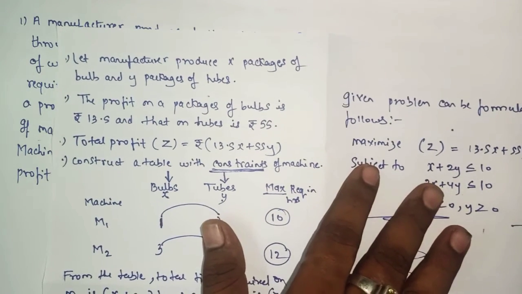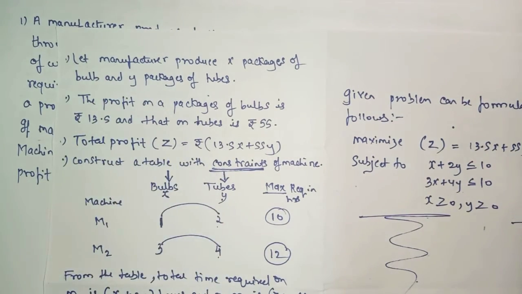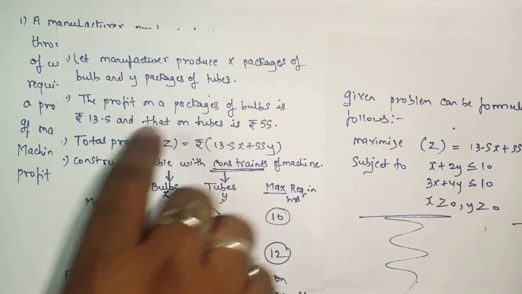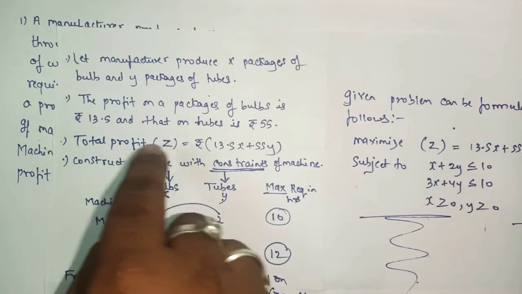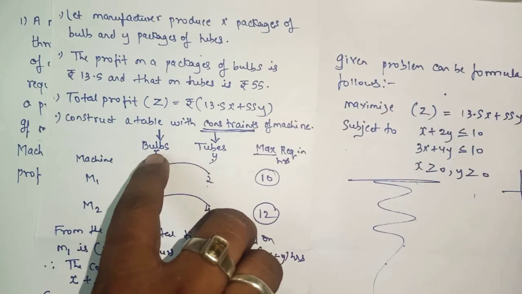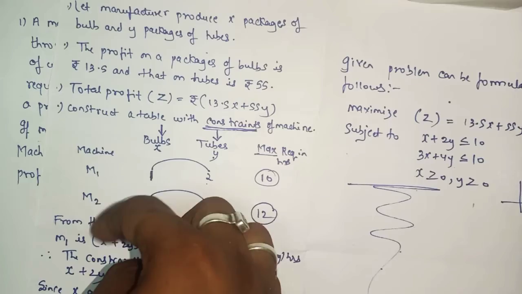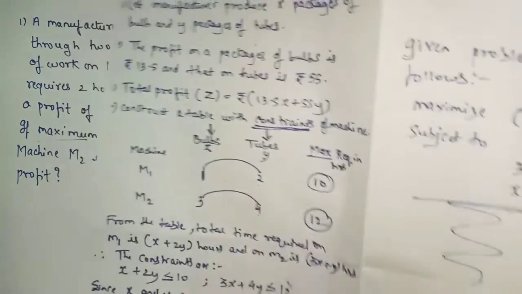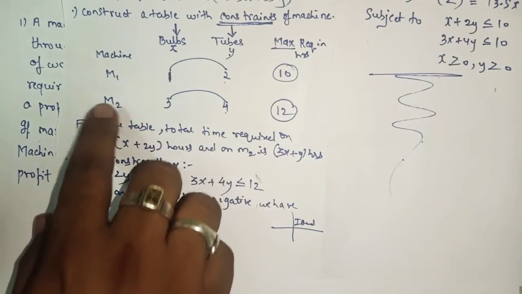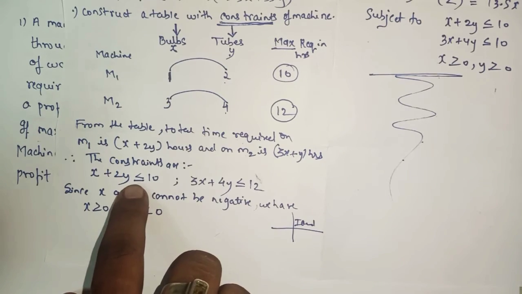So in this way you will present your sum in the board exam. The first step for this type of sum, I am saying, you will write let, to which part you will take x and to which part you will take y. Then you will write the profit section, then you will write z, then you will construct a table. Always you will write x and y here. The product section, the items part, will come this side. After that you will write how much time they took in machine 1 and in machine 2. After that you will write the constraint equations.